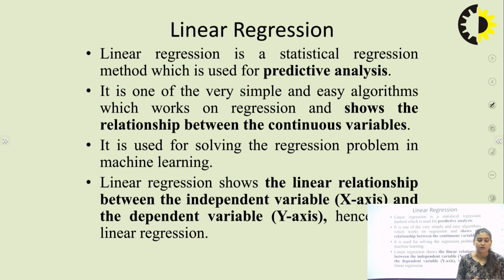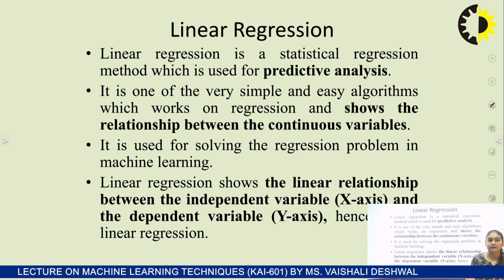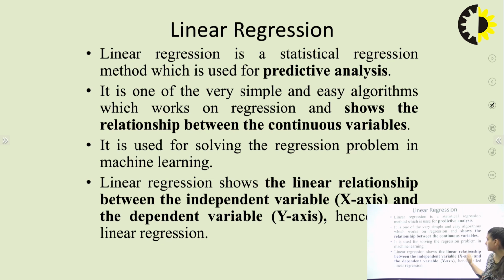Now let's start with linear regression. Linear regression is a statistical regression method which is used for predictive analysis. In this also we have to find out the relationship between the variables, one is the dependent variable and the other is the independent variable. The independent variable can be 1, 2, or more than 2. The aim is to find out the relationship between those variables. It is used for solving regression problems in machine learning, and linear regression shows the linear relationship. Linear means a straight line. You have to draw a straight line between the independent variable and the dependent variable. Generally we draw the independent variable on the x-axis and the dependent variable on the y-axis, and this is known as linear regression because in this we have to show a linear relationship, that is a straight line.